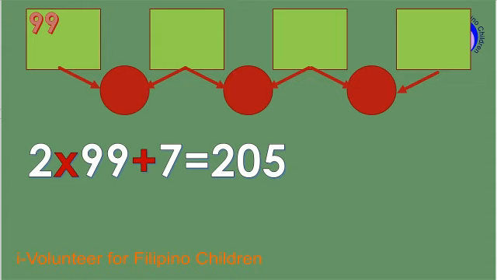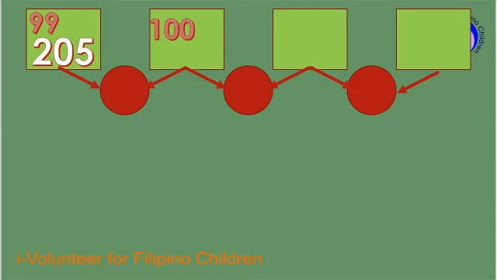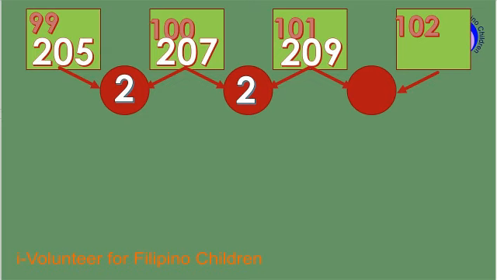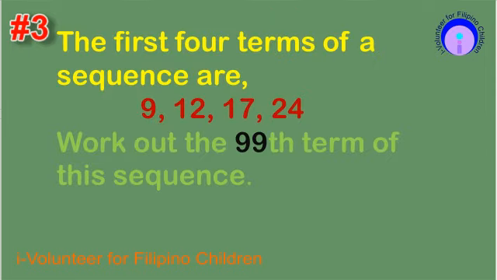In order to have a better view on sequencing, sinama ko na rin ang 100th, 101st, and 102nd term. Dahil alam na natin ang difference between terms, alam na natin ang susunod na value ng term. So ang value ng 100th term ay 207. Pagkatapos ng 102nd term, ano kaya ang susunod? Item number 3.